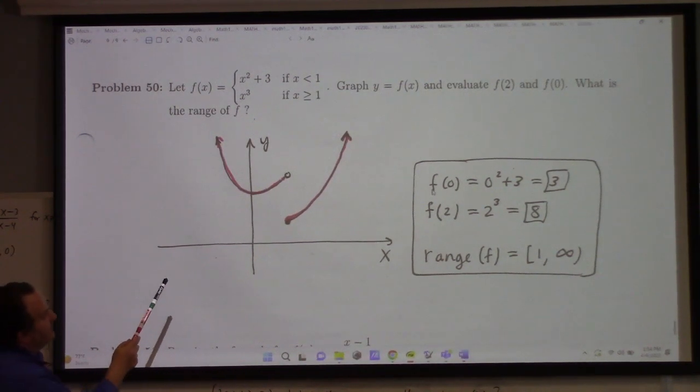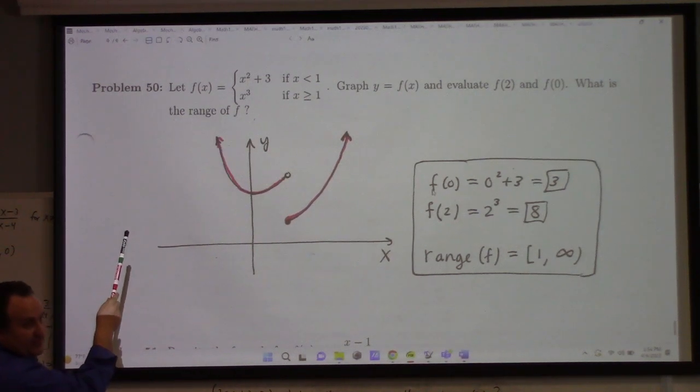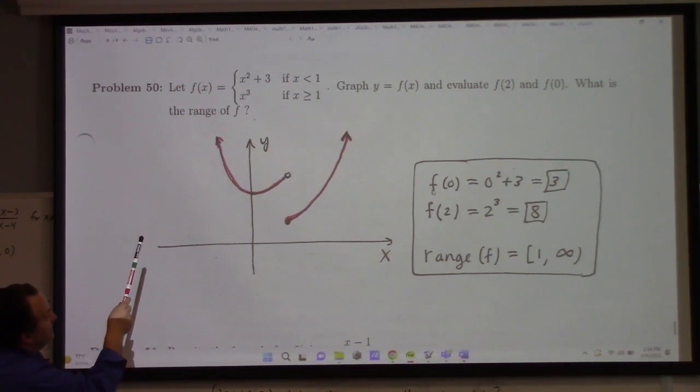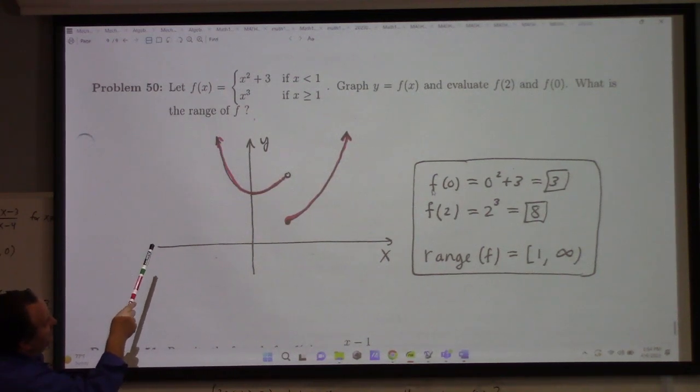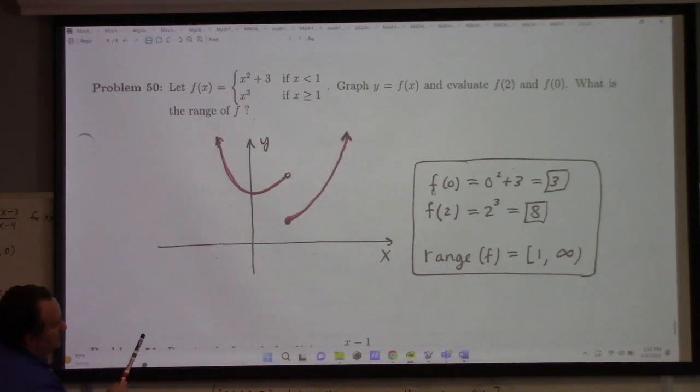So what's f of 0? Well, for f of 0, I use the lower formula, because 0 is less than 1. So I do 0 squared plus 3, which is 3. For f of 2, I have to use the other formula, because 2 is greater than 1. So I have 2 cubed, which is 8.